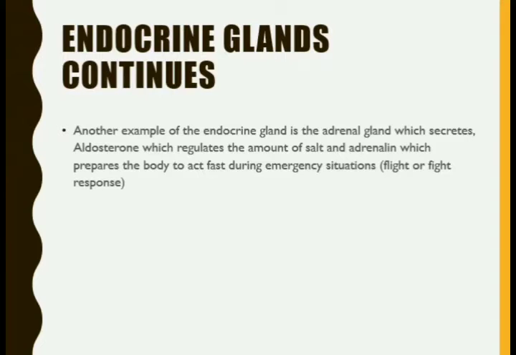The last type of gland we're going to talk about is the adrenal gland. This gland secretes the hormones aldosterone and adrenaline. Aldosterone regulates the amount of salt in the blood, while adrenaline prepares the body to act fast during emergency situations, which is also known as the fight or flight response.